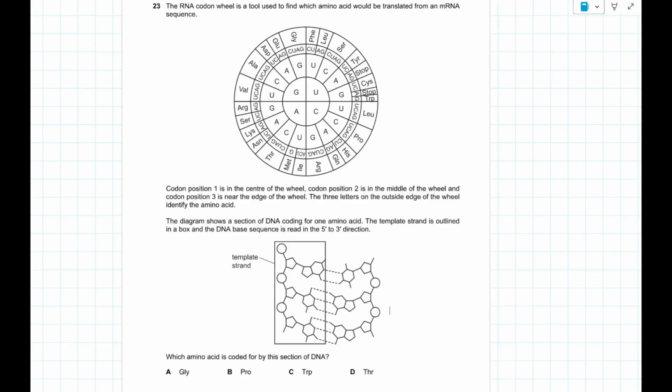Question number 23. The RNA codon wheel is a tool used to find which amino acid will be translated from an mRNA sequence. Codon position 1 is in the center of the wheel.